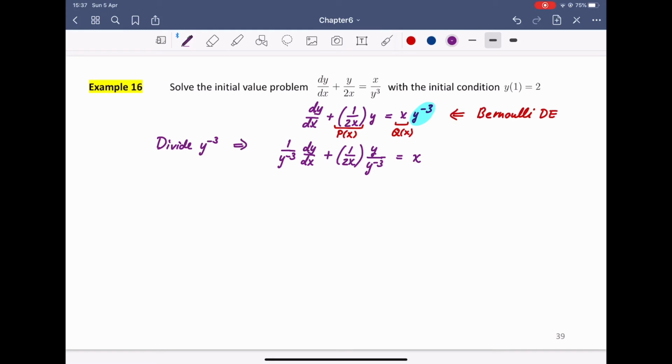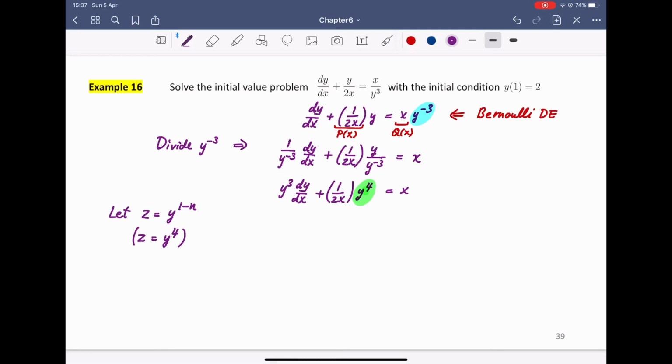Then let me simplify a little bit so it's cleaner. Here I'm going to have y cubed dy/dx plus 1 over 2x times y to the 4th power now, equal to x. Then we're going to use a substitution. We let c be y to the 4th power, because in the theory we let c be y to the 1 minus n. In this case n is equal to negative 3, so c equals y to the 4th power. You can memorize that what you let be c is the middle term here that I highlight in green.